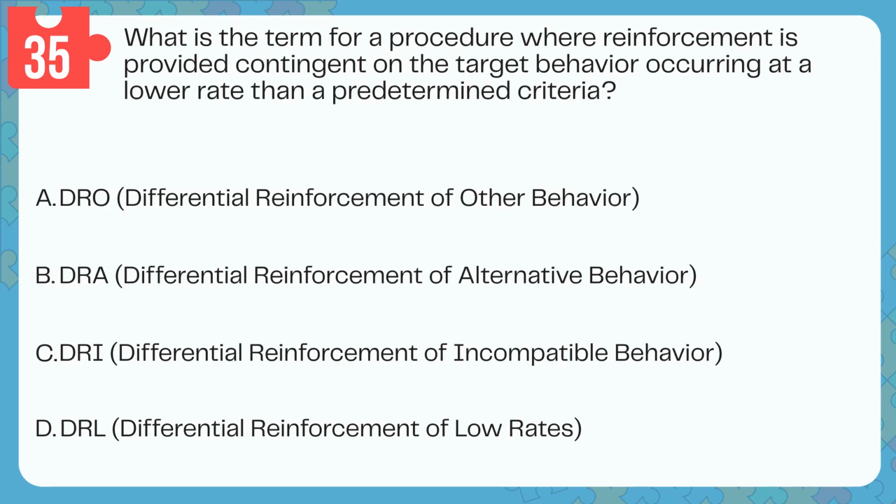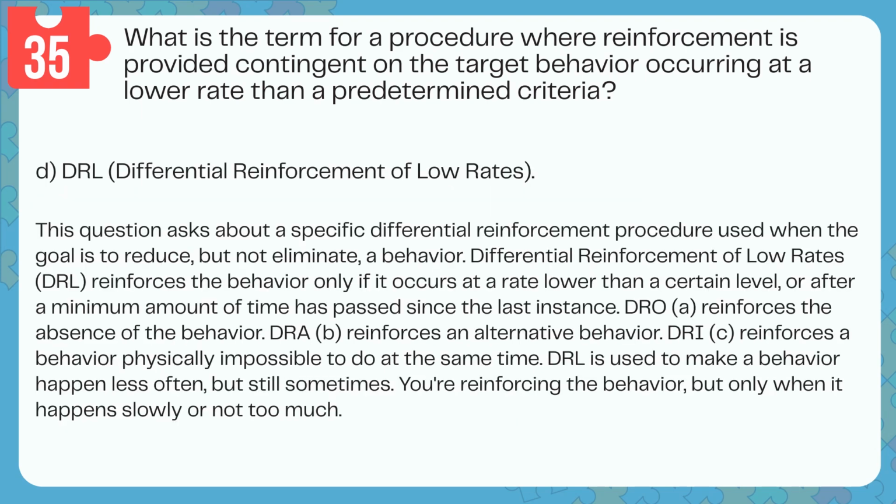Question 35. What is the term for a procedure where reinforcement is provided contingent on the target behavior occurring at a lower rate than a predetermined criteria? A. DRO. Differential reinforcement of other behavior. B. DRA. Differential reinforcement of alternative behavior. C. DRI. Differential reinforcement of incompatible behavior. D. DRL. Differential reinforcement of low rates.